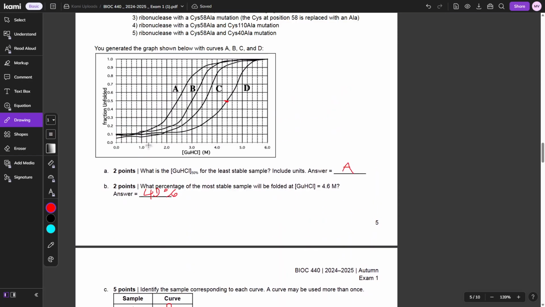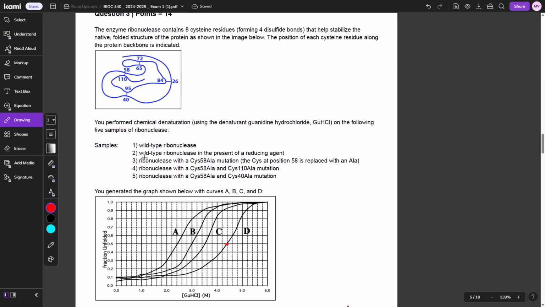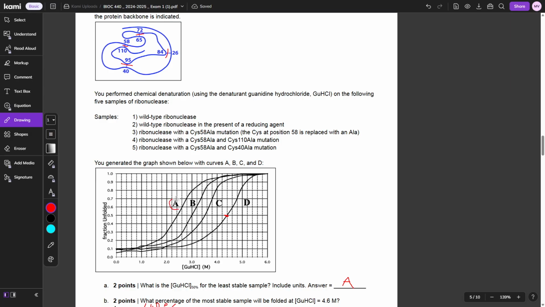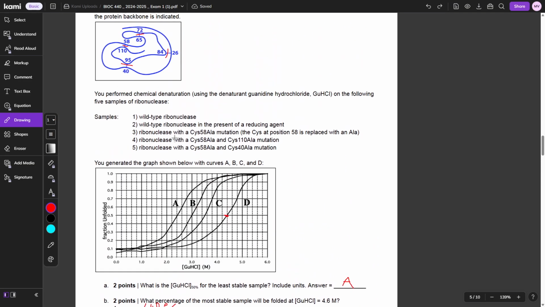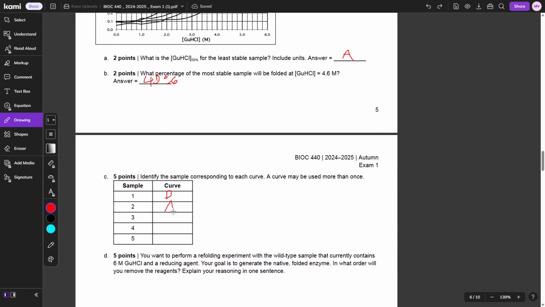Okay. For sample number two, we have this thing in the presence of a reducing agent. If I have a reducing agent in there, everything dies, right? So all these disulfide bonds are gone. That's basically just an unfolded protein, so that is ridiculously unstable. So that's just going to be A. Do we understand why that is the case? Okay, so 2 would just be A.